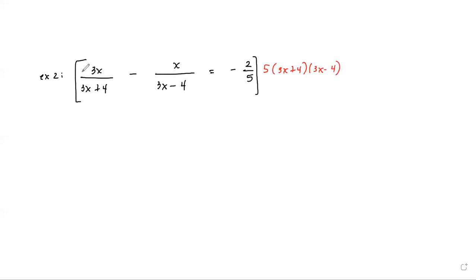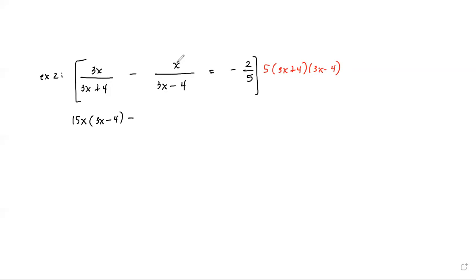So if we multiply the first fraction here by the LCD, 3x plus 4 will cancel out. So we get 5 times 3x minus 4 times 3x. That's going to be 15x times 3x minus 4. And then minus the product of the second fraction with the LCD, where 3x minus 4 will cancel out.